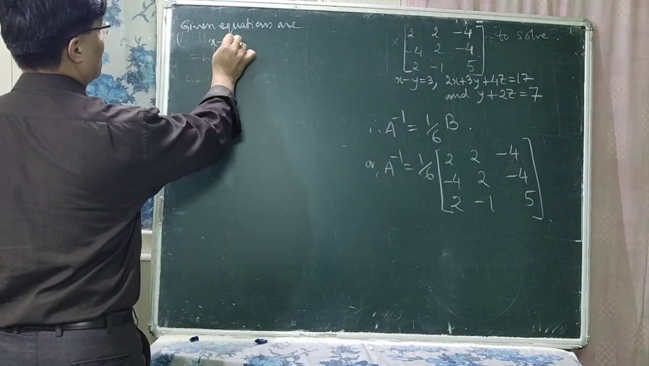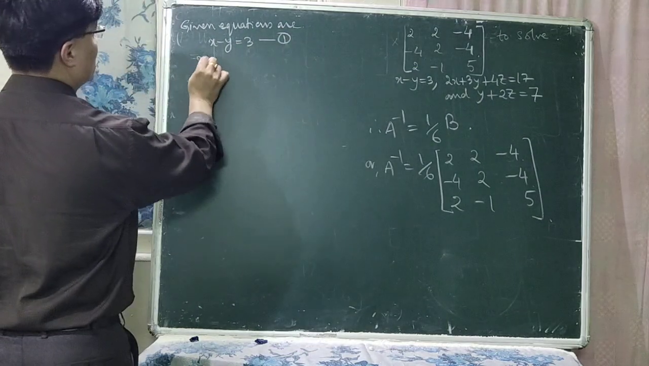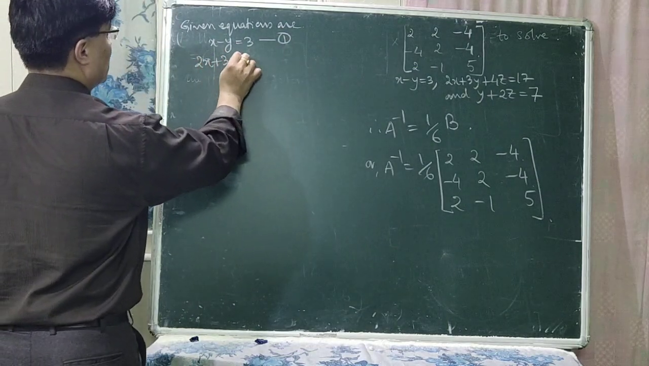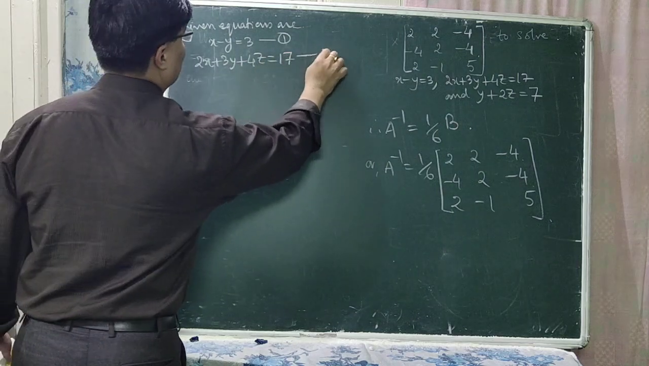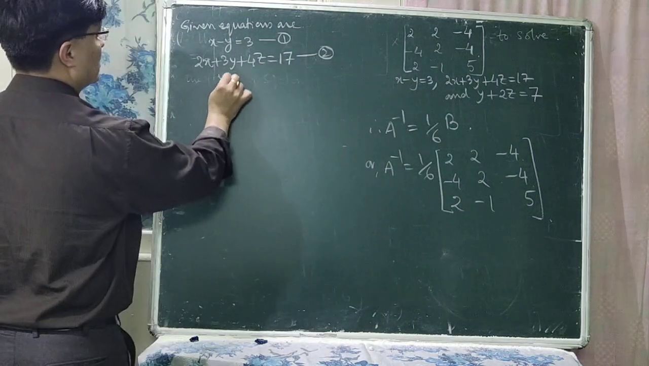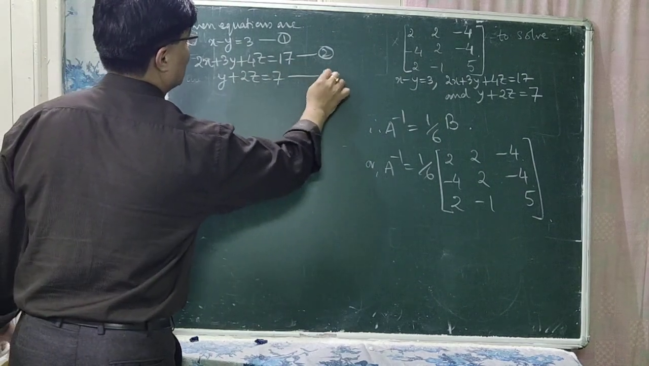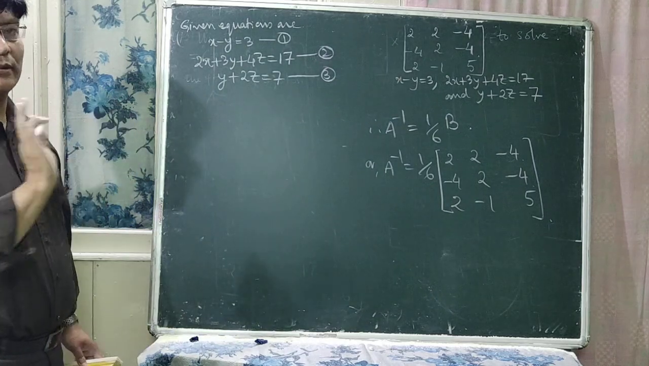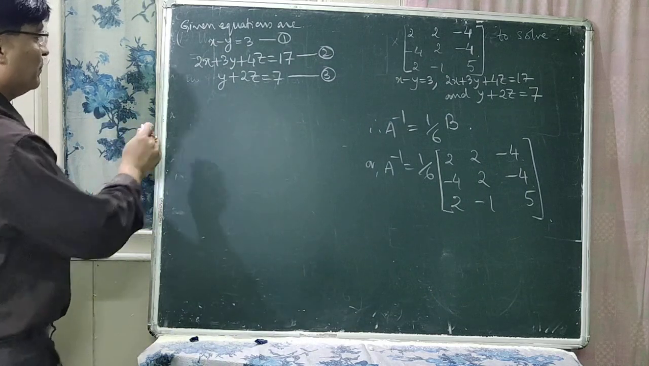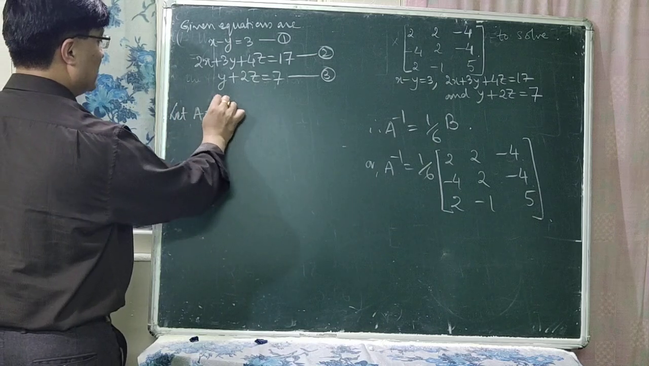That is x minus y is equal to 3. That is number 1. Next one is 2x plus 3y plus 4z is equal to 17. That is number 2. And the next one is y plus 2z is equal to 7. That is number 3. Right? So all the constant terms are on the right hand side.